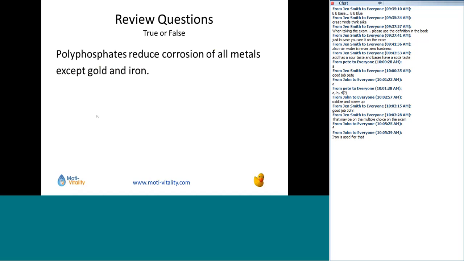Polyphosphates reduce corrosion in all metals except gold and iron. That's false. Okay. Yep, false.